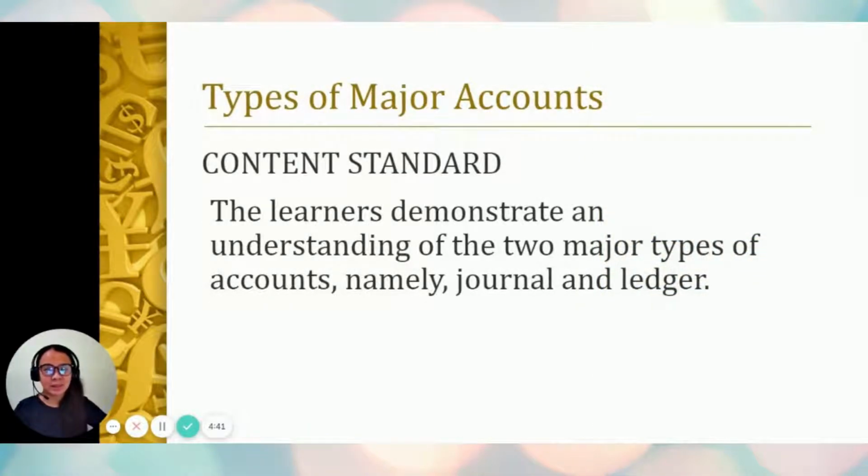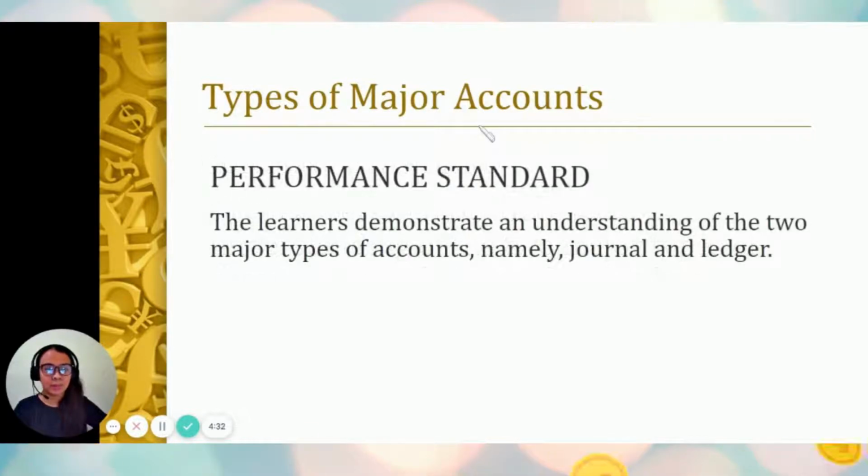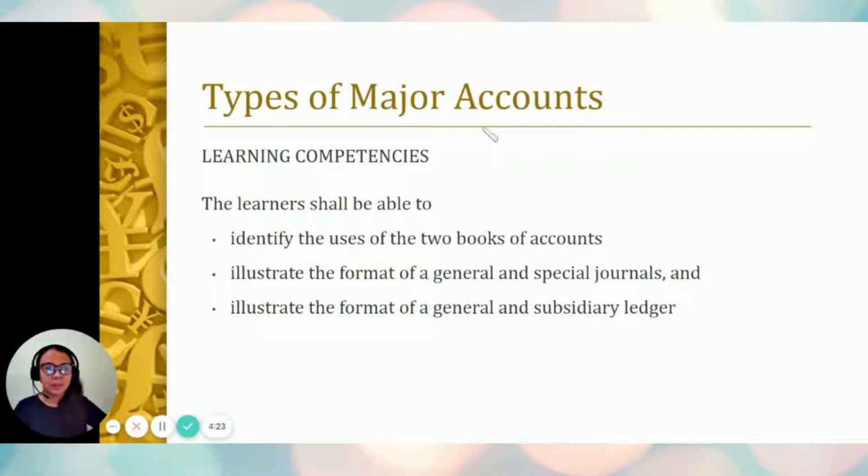Content standard. The learners demonstrate an understanding of the two major types of accounts, namely journal and ledger. Performance standard. The learners demonstrate an understanding of the two major types of accounts, namely journal and ledger. Learning competencies. The learner shall be able to identify the uses of the two books of accounts, illustrate the format of a general and special journals, and illustrate the format of a general and subsidiary ledger.